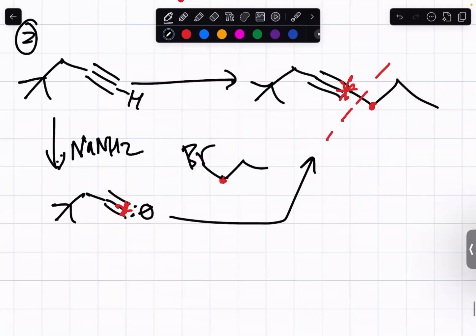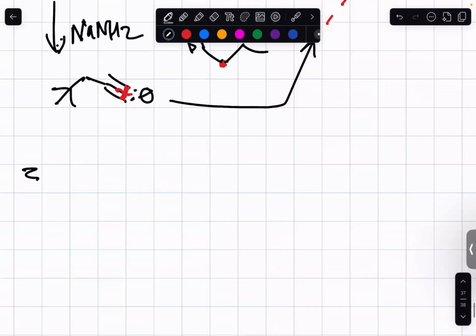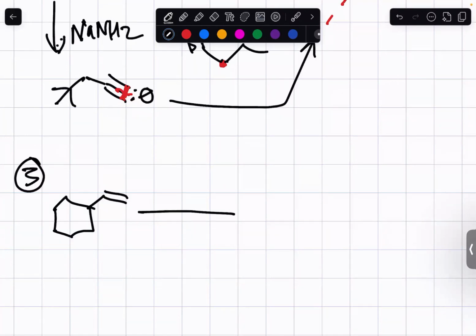Okay, nice. Let's move on to the third one. Let's do this one here. I'm just looking through my previous session notes that I made with these alkene reactions. So let's do this one here. There we go. And the next one would be this.